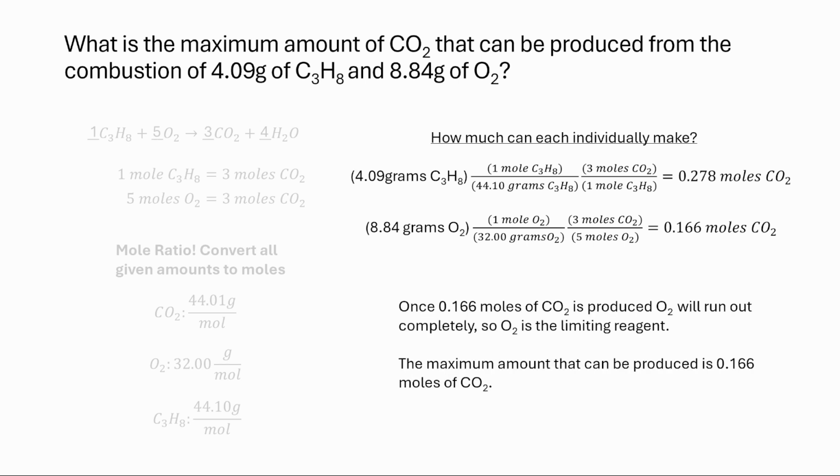And so once 0.166 moles of CO2 is produced, our oxygen will be completely gone. So O2 is our limiting reagent. And to answer the question from our slide here, the maximum amount that can be produced is 0.166 moles of CO2. We could convert that to grams using the molar mass, but this problem doesn't ask for that, so you can always say 0.166 moles of CO2.